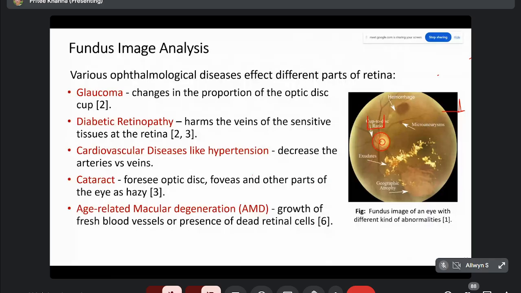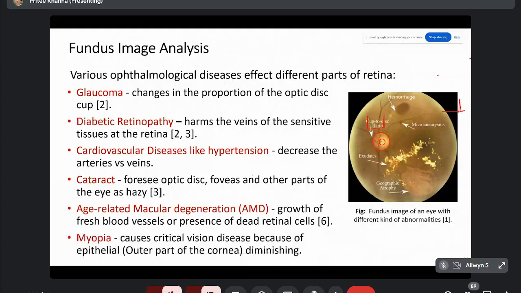When we talk about age-related macular degeneration, either there will be dead retinal cells, or growth of fresh blood vessels. And if any vessels are growing, that is also bad. It is not that we are getting fresh blood vessels and that is good. That is also bad. When we are talking about myopia, it causes critical vision diseases because the epithelial layer diminishes, and that is how myopia happens.